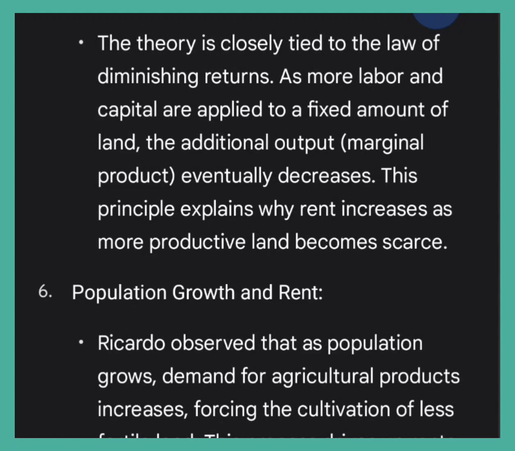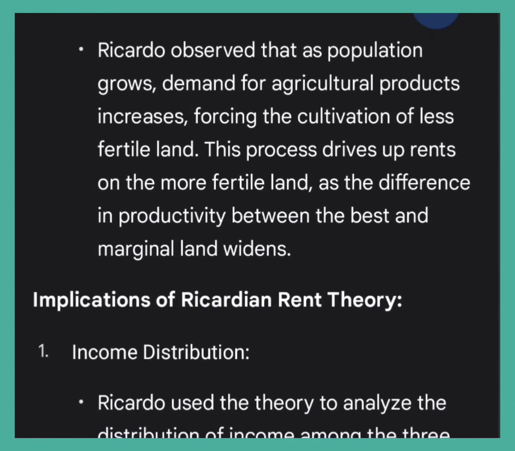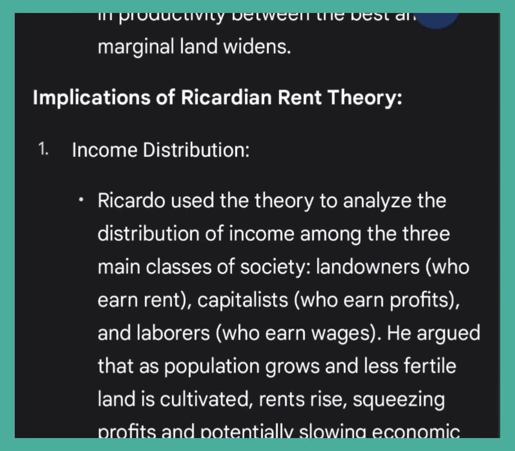6. Population growth and rent. Ricardo observed that as population grows, demand for agricultural products increases, forcing the cultivation of less fertile land. This process drives up rents on the more fertile land, as the difference in productivity between the best and marginal land widens.